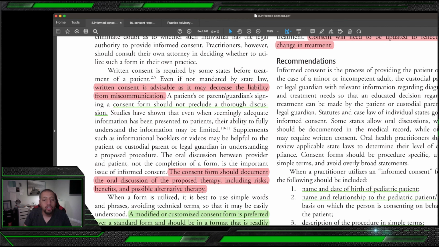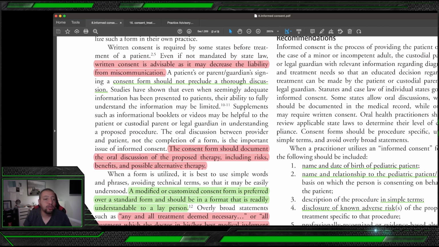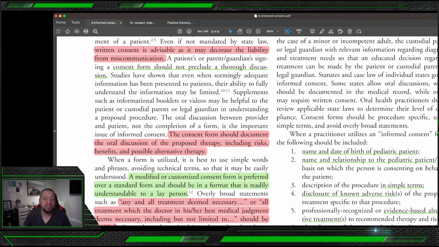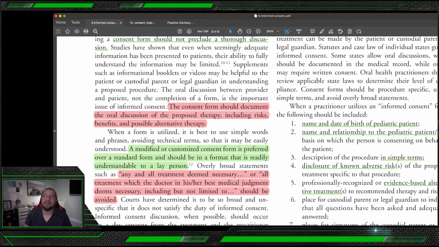A consent form should document the oral discussion of the proposed therapy, including risk, benefit, and possible alternative therapy. This means if the patient comes booked for an extraction, before you do the extraction you should sit with him and say, okay, this tooth has these lines of treatment. First, to do nothing about it, which I do not recommend because this might give you more pain later. Second, do extraction. Third, do root canal treatment. Fourth, and so on.